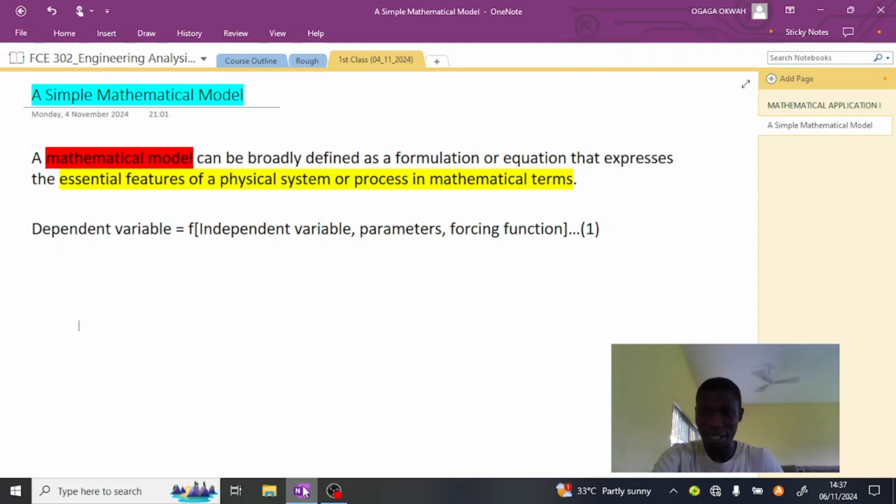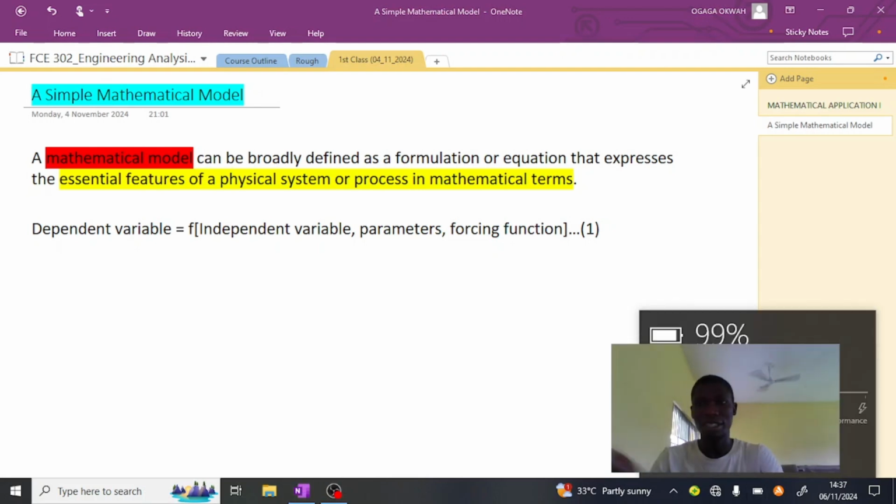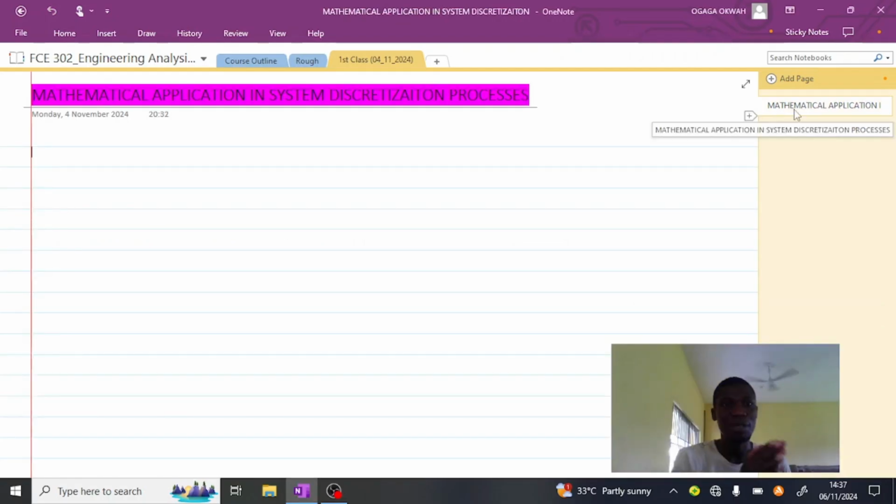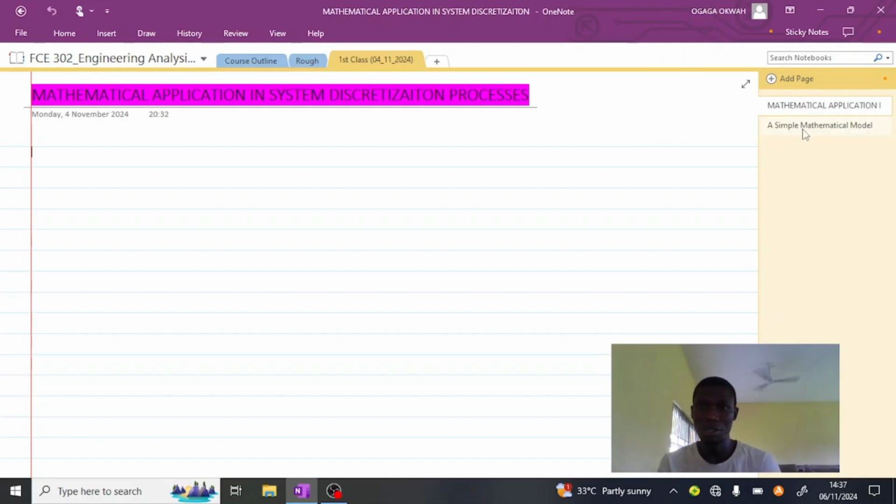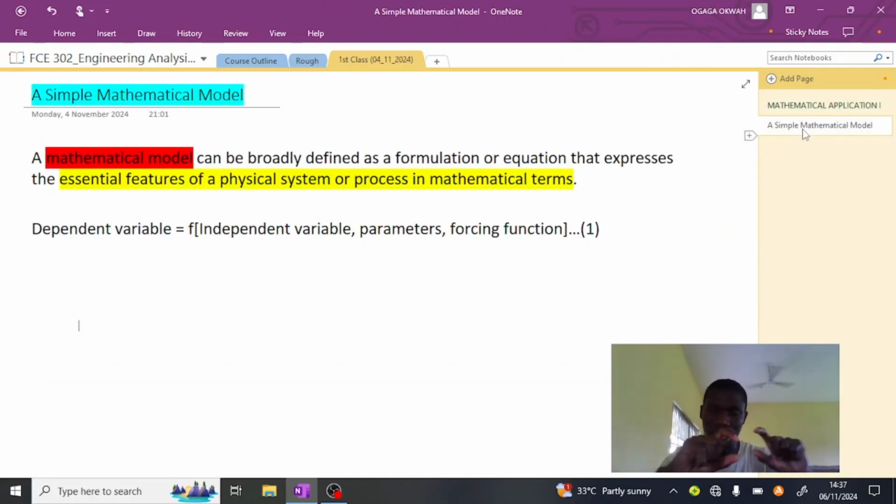So yeah, engineering analysis 4, and today we are going to do a recap of mathematical application in system discretization processes. Okay, now we are going to start with this topic, which is a simple mathematical model.